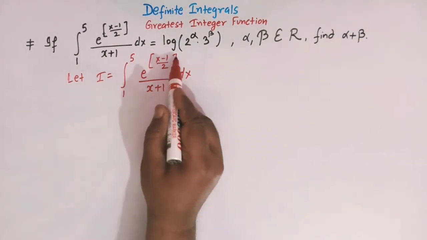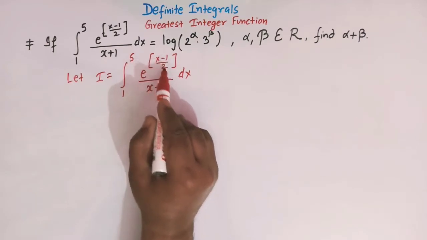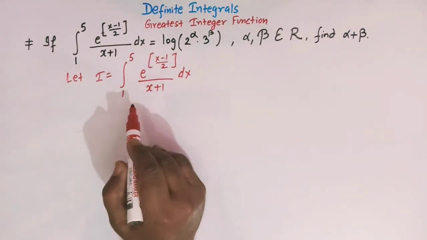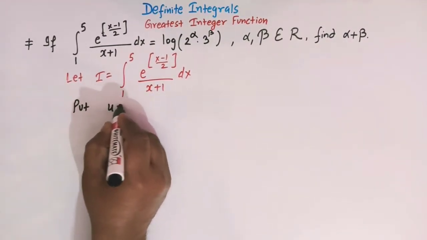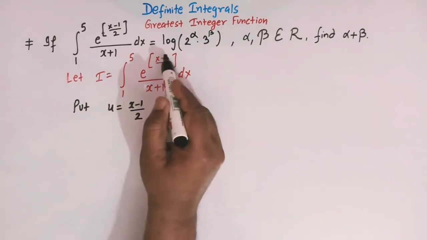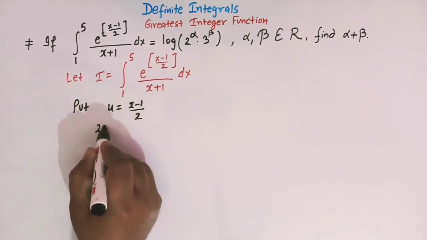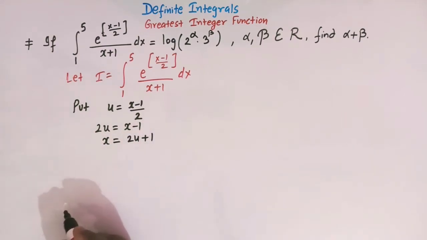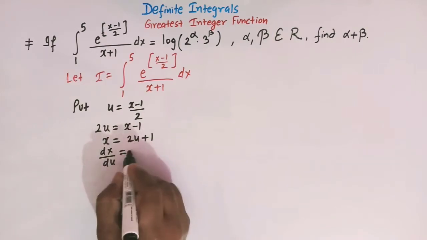So let us start. Now here we see that our integrand involves the greatest integer function, greatest integer of (x minus 1)/2. So here we will first make use of the method of substitution, and then we'll try to break this integral I as a sum of two integrals. Let us put u equal to (x minus 1)/2. So now from here we have 2u is equal to x minus 1, so x is equal to 2u plus 1, and if we find dx over du, we have dx over du is equal to 2.